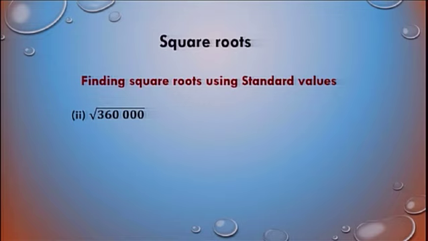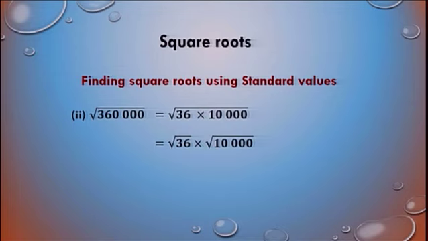Look at this number now. 360 thousandths. We're going to write it as 36 times 10 thousandths. We're going to have square root of 36 times square root of 10 thousandths. Square root of 36 is 6. What about square root of 10 thousandths? We have 4 zeros here, so in the answer we're going to have only 2. Square root of 10,000 is, of course, 100. The answer will be 6 times 100 equal to 600.